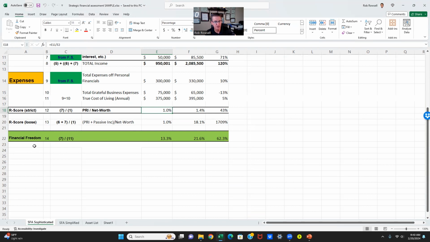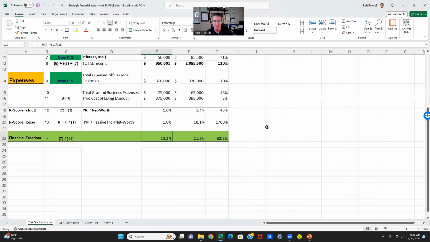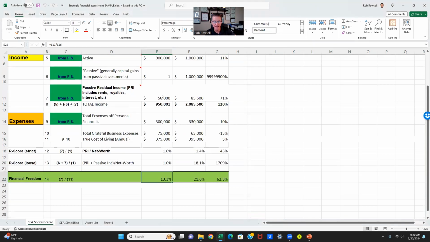And his financial freedom number, this 13.3%, is this 50 grand that he's making divided by this 375 that he needs. He is 13.3% of the way to financial freedom from having income come in on a monthly basis that he does not need to work for.